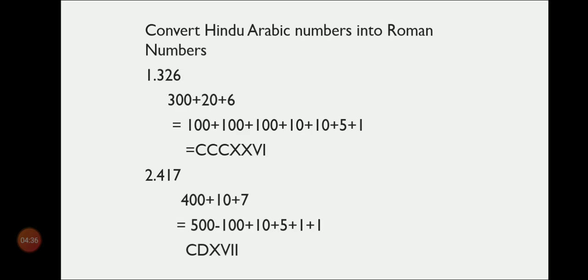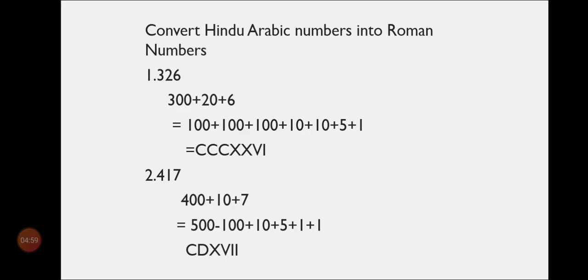Now we have separated all the numbers. We write the Roman numerals. 100 we know is C, 100 C, 100 C. 10 means X, another 10 X. 5 is V, 1 is I. So 326 is equal to CCCXXVI.